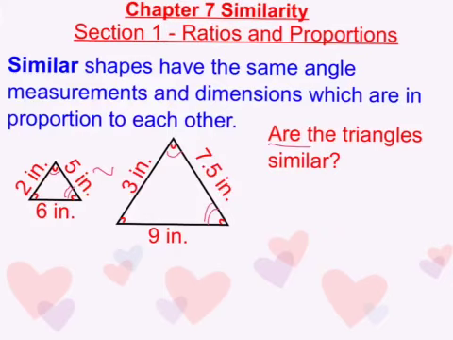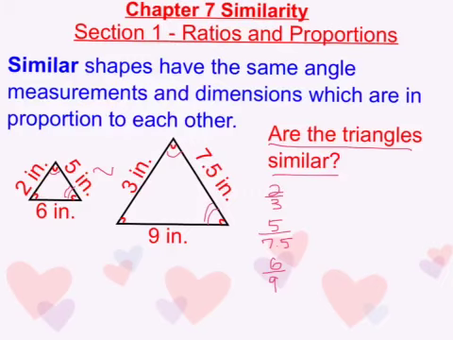Now this question is asking, are the triangles similar? In order to find out, you have to see if they have a scale factor. The corresponding sides are the 2-inch side to the 3-inch side, the 5-inch side to the 7.5-inch side, and the 6-inch side to the 9-inch side. You want to see if there's a scale factor that gets you from one triangle to the other.